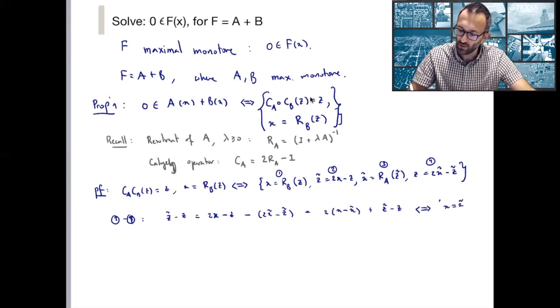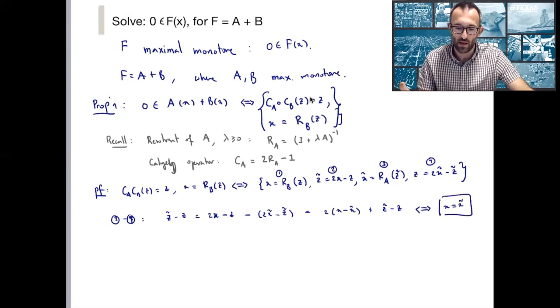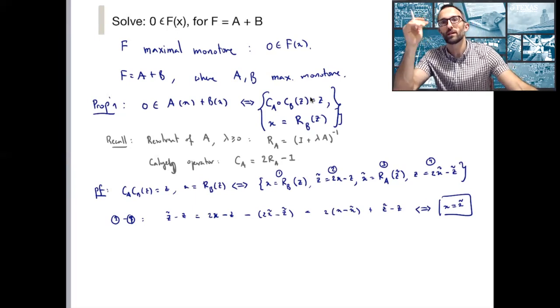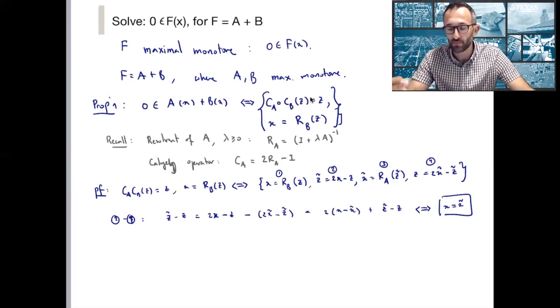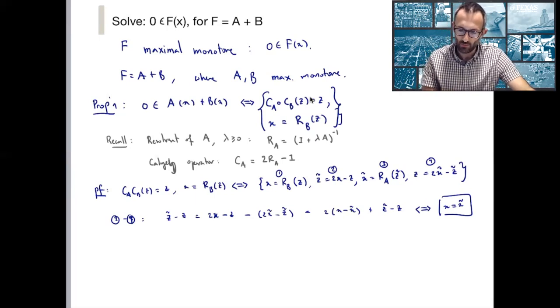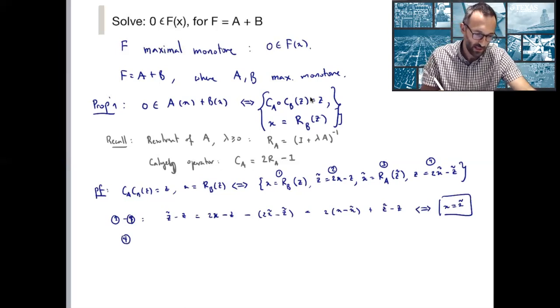Okay, so what we're doing now is again deriving consequences of Z being a fixed point of the composition of CA and CB, and X equaling the resolvent with respect to B of that fixed point Z. So if that's true, then 1, 2, 3, 4 hold. And if 1, 2, 3, 4 hold, then in particular that implies that X is equal to X tilde. And if we plug that into the fourth equation, then the fourth equation now reads that 2X is equal to Z tilde plus Z.